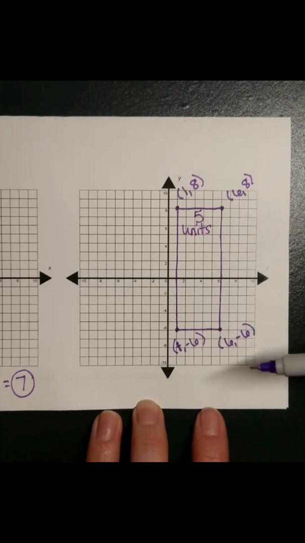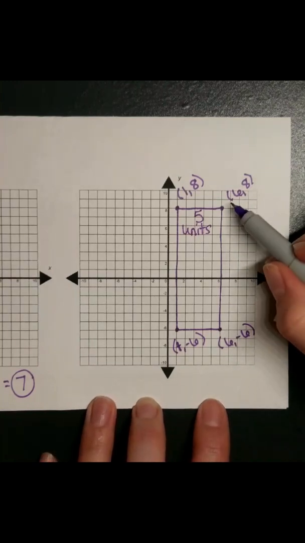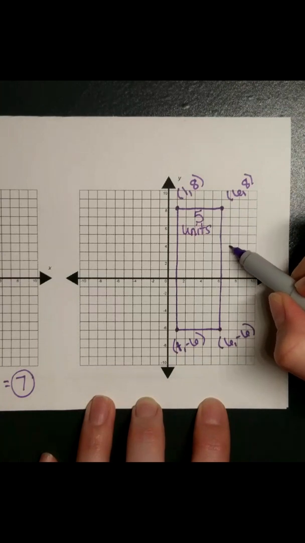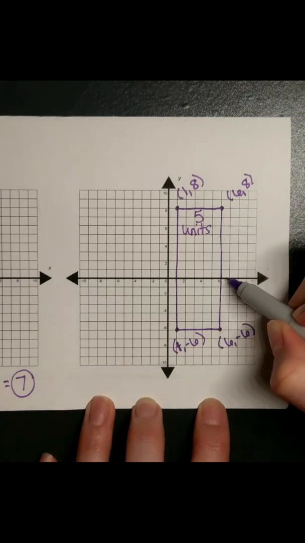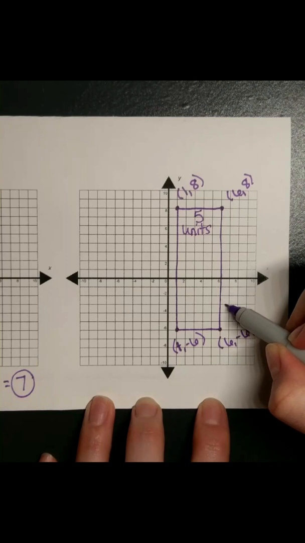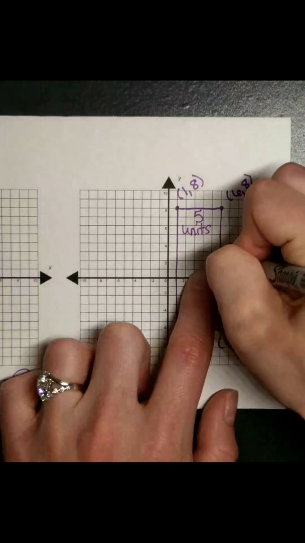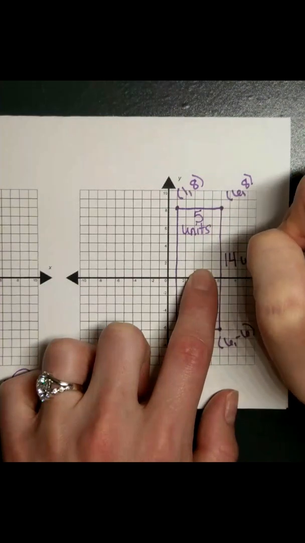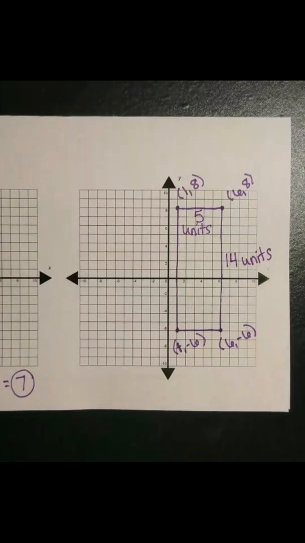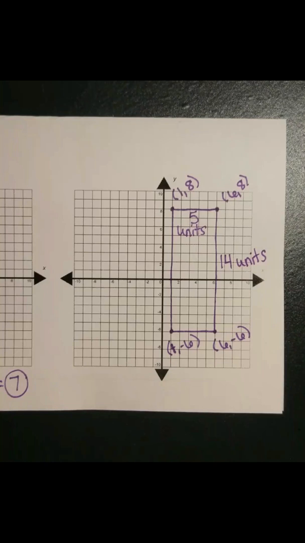And if I'd like now the vertical side length, I can also count, choose one point, start there. 1, 2, 3, 4, 5, 6, 7, 8, 9, 10, 11, 12, 13, 14. This side length is 14 units. Now, how does that relate to the coordinates that you're given? Do you notice anything?